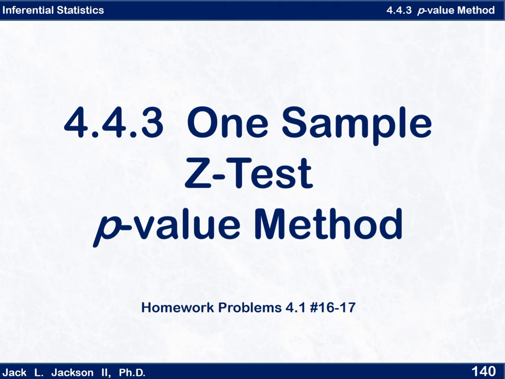We're back again, continuing our look in inferential statistics to look at hypothesis testing. In the previous video, we looked at the classical test statistic approach for hypothesis testing, specifically with a two-tailed one-sample z-test. And in this one, we're also going to look at a two-tailed one-sample z-test, but we're going to do it the alternative way, which is a p-value method.